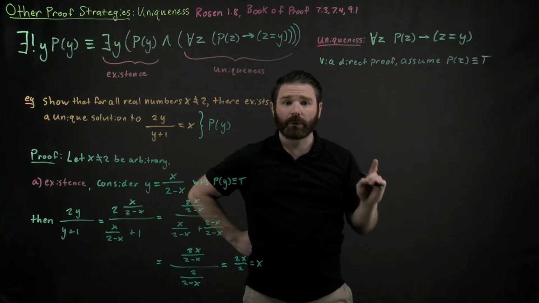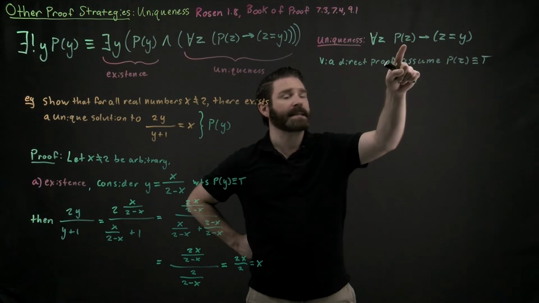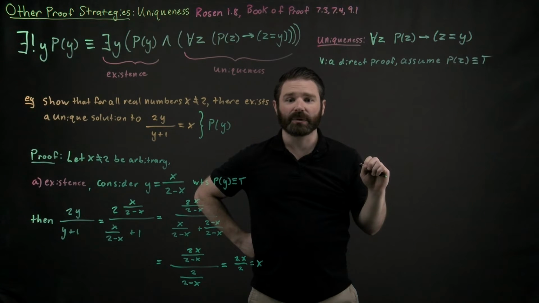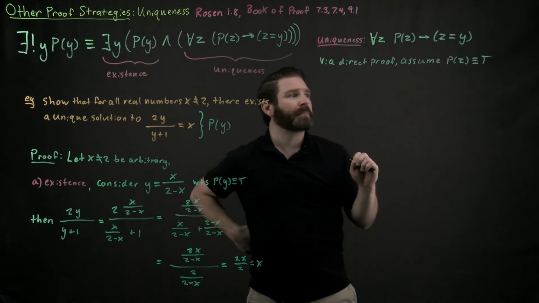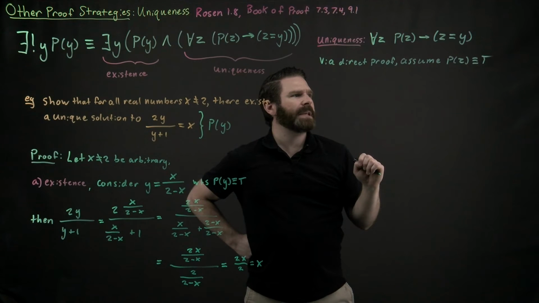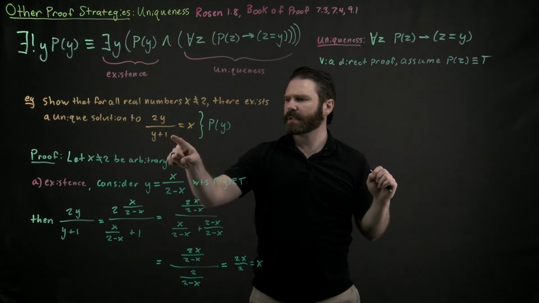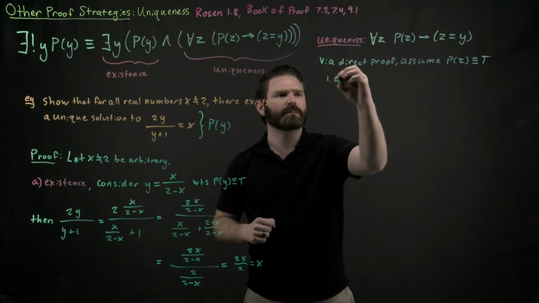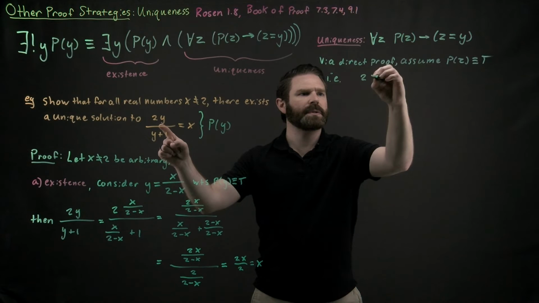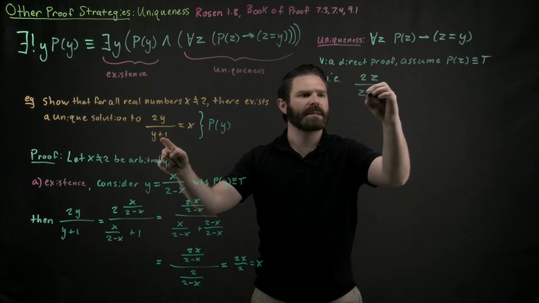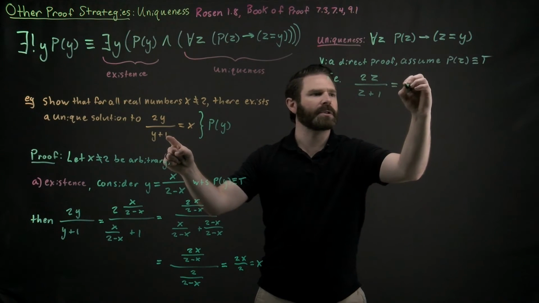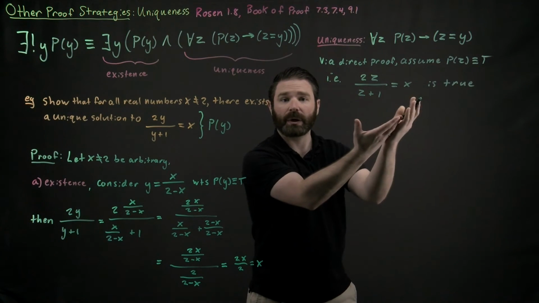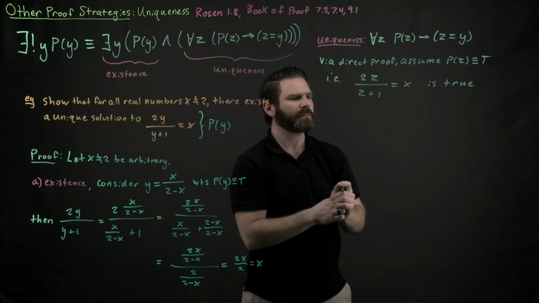So if you recall, for a direct proof, we need to assume the hypothesis. So assume that p of z is true, and I want to show the conclusion that z equals y. Well, what is p of z? That was this equation right here. So what I'm actually assuming is 2z over z plus 1 equals x is a true statement, that that equation right there actually holds.